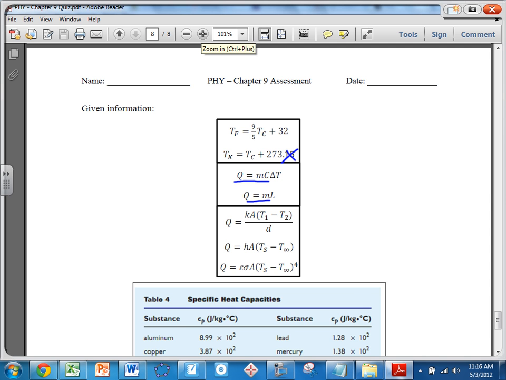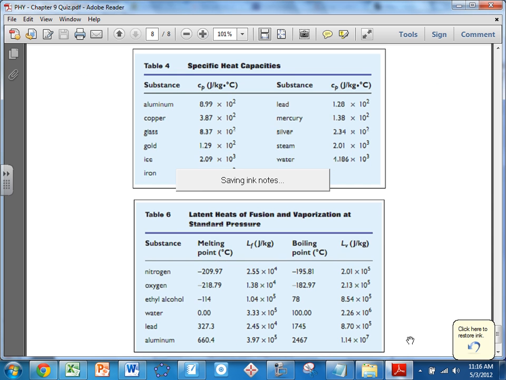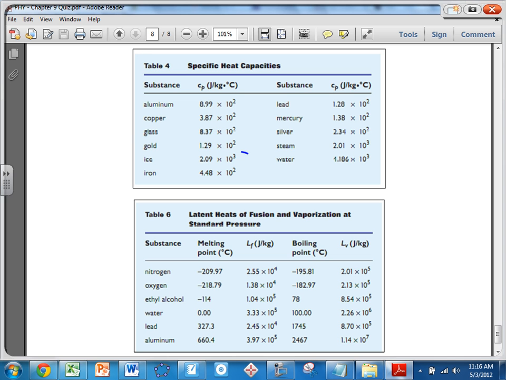Now, the important thing we're going to look at right now is our data tables. So, we are looking at H2O. We need to know its specific heat capacity as a solid and as a liquid. As a solid, we call it what again? Ice. So here's ice. As a liquid, we call it? Water. Here's water. And take a look. The values are significantly different. This value here, water, 4.186, is approximately double the specific heat capacity of ice. So they are very different values. The other thing you want to know is your L value. Take here.